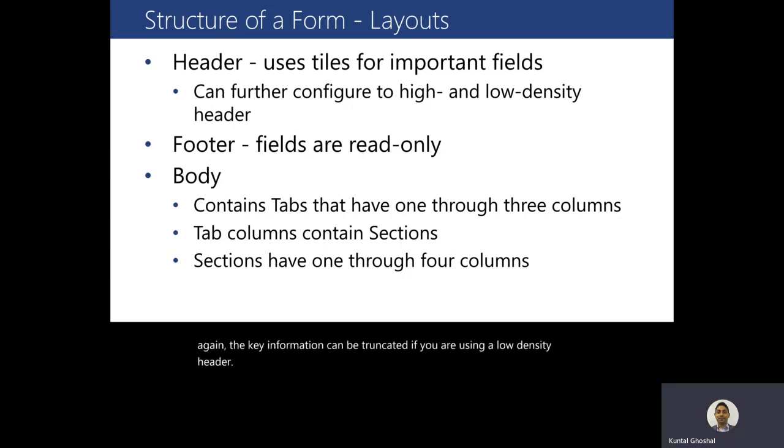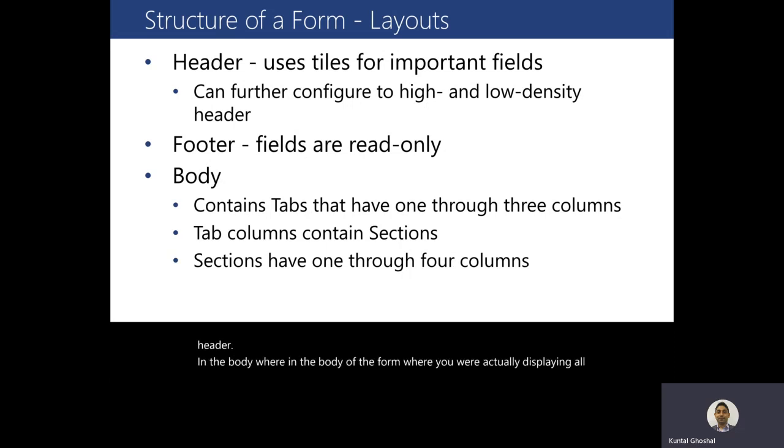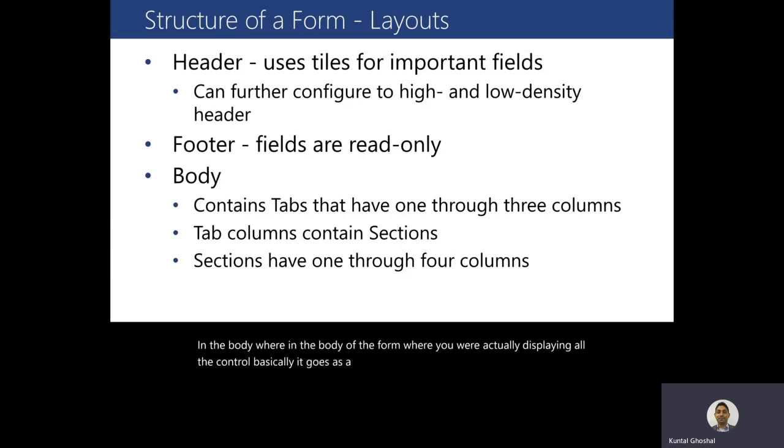In the body of the form, where you are actually displaying all the controls, it basically goes as a tab, and inside the tab you have different sections, and in the sections you put your different controls or fields in the form. So the tab can have multiple columns, 1 to 3 columns, and depending on what type of tab you are choosing, you basically put sections inside those tabs.